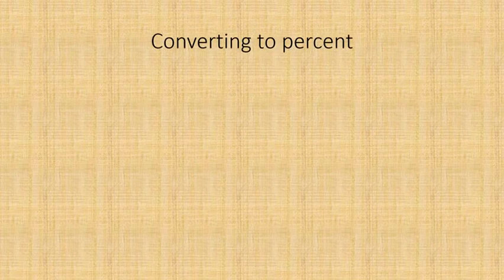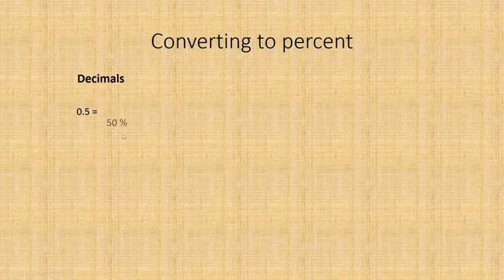So let's see converting to percent. First of all, I have two things to convert to percent, decimals and fractions. So let's start with decimals. For example, 0.5, I need to change it into percent. So guys, percent is 100. So I'm just multiplying by 100 to change it into percentage. Multiplying by 100 means that I will move the decimal point 2 steps to the right. 1, 2. So it's going to be 50%.